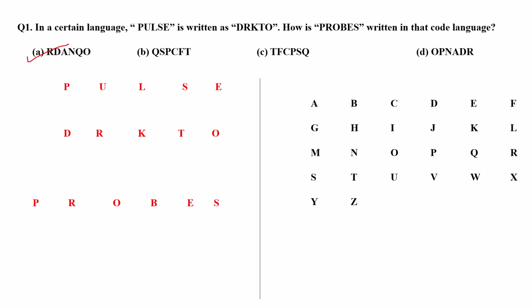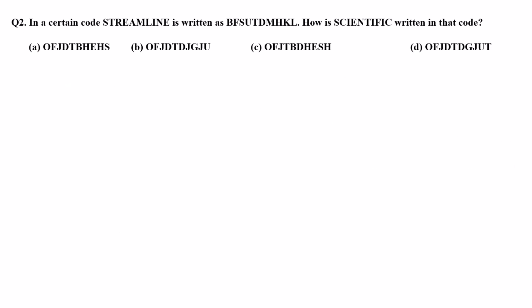Okay, but if you want to complete the code, let's complete it. So before S, R will come, then before E is D, before B is A, before O is N, before R is Q, and before P is O. So if you match over here, the code is the first one: R, D, A, N, Q, O. So this is the first question. Let's move to the second one.